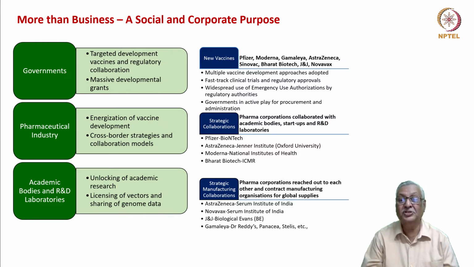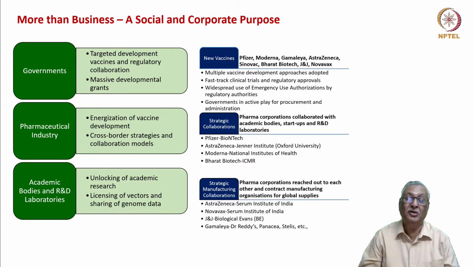There were also strategic manufacturing collaborations. That is, pharma corporations reached out to each other and contract manufacturing organizations for global supplies. AstraZeneca reached out to Serum Institute of India for meeting its emerging market requirements. Novavax also reached out to Serum Institute of India. J&J with Biological E, Gamaleya with Dr. Reddy's, Panacea, Stelis, Gland, etc.